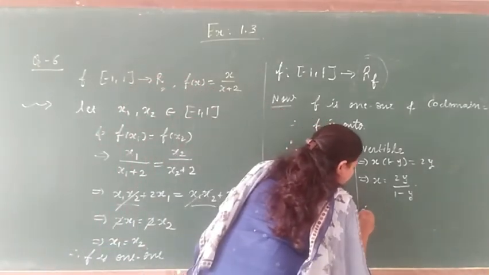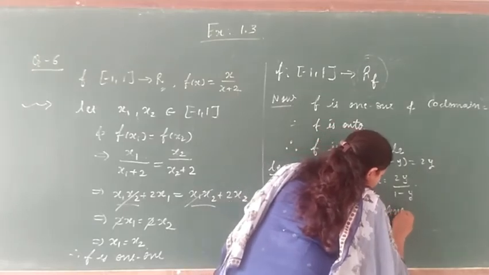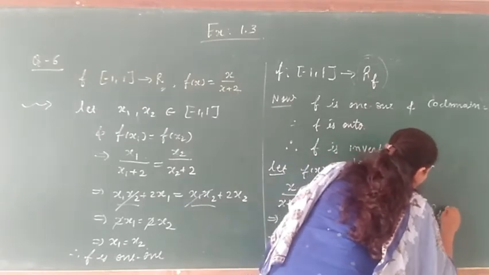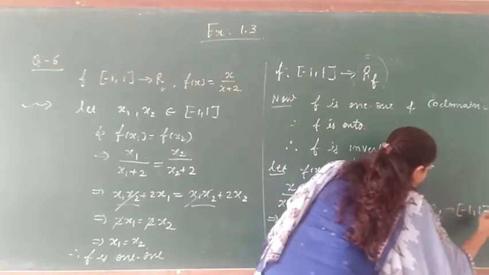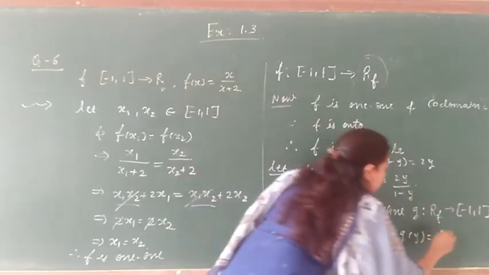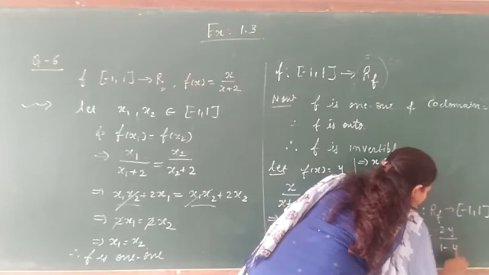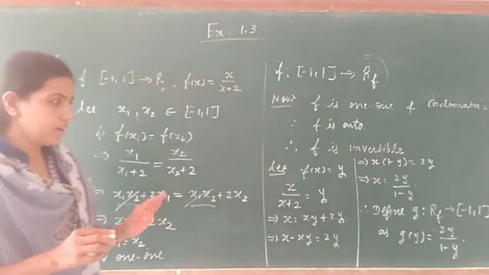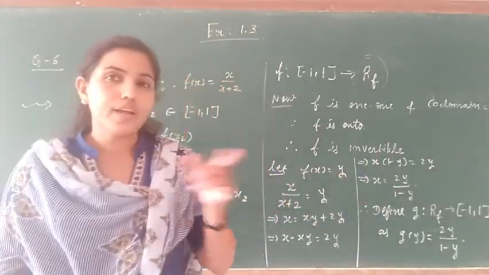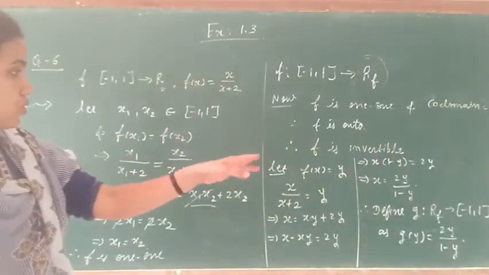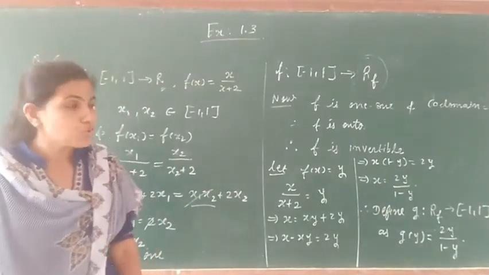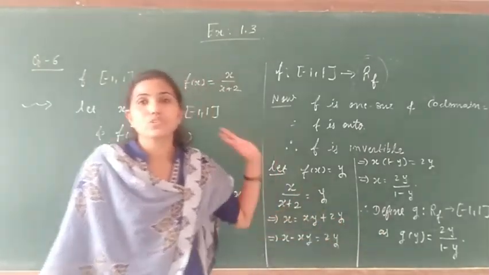So therefore define a function g from where to where? Range of f to minus 1 to 1 as g of y is equals to 2y upon 1 minus y. Okay, clear? What we have done? We have defined another function g from range of f to minus 1 to 1 as g of y is equals to 2y upon 1 minus y. Now we have to show that g is the inverse of this function f.